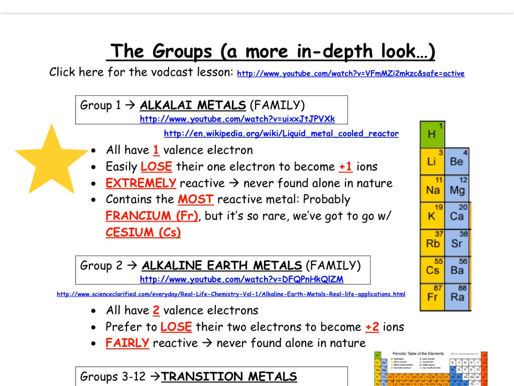You're not going to be walking down the street and find sodium or lithium or potassium or rubidium laying there on the sidewalk. They tend to react very quickly and they form compounds which are more stable than the element by itself. The most reactive metal, because these are alkali metals, is francium. But francium is radioactive and it's rare, so we can also consider cesium a very reactive metal.